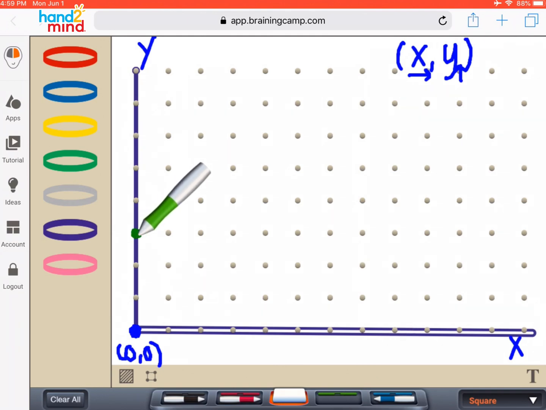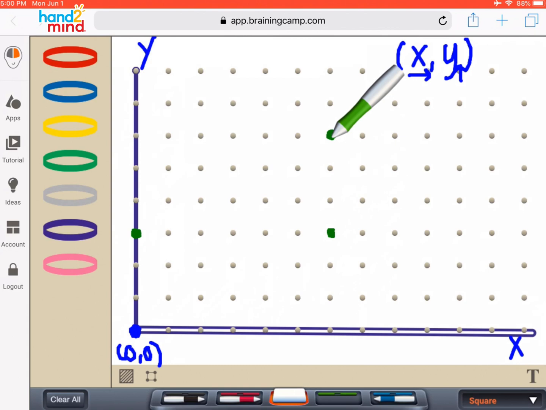Our next point is located at (6, 3). So we start at the origin, we go to the right 1, 2, 3, 4, 5, 6, and then we go up 1, 2, 3. Our next point is located at (6, 6). So start at the origin, 1, 2, 3, 4, 5, 6, up 1, 2, 3, 4, 5, 6. So here are the 3 cones that Seth has placed so far.